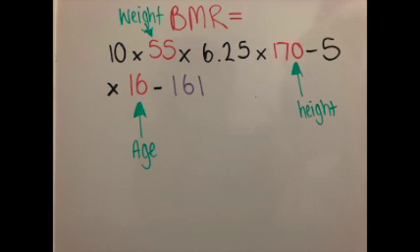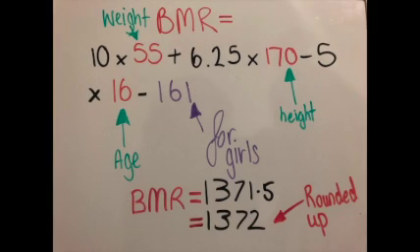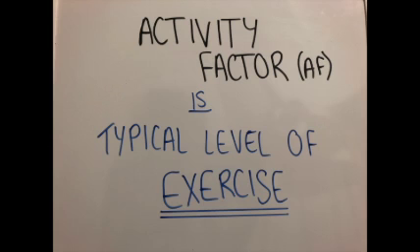For this example, we will be using a female of age 16 with a weight of 55 kilos and 170 centimetres in height. When we input this into the calculator, we get a result of 1,371.5, which rounds up to 1,372. The second equation needed to find the recommended caloric intake is the activity factor.